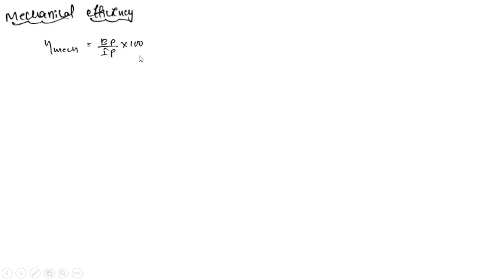Next we need to calculate mechanical efficiency. The mechanical efficiency formula is BP divided by IP into 100. It's 13.11 kilowatt as BP and 17.6 kilowatt as IP, into 100, which is equal to 74.5%. That is the mechanical efficiency.